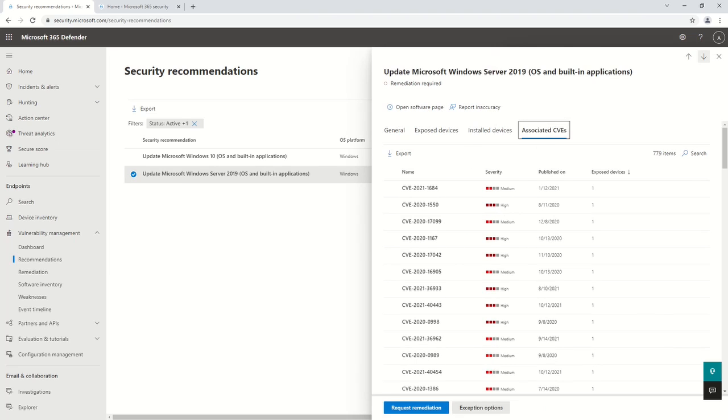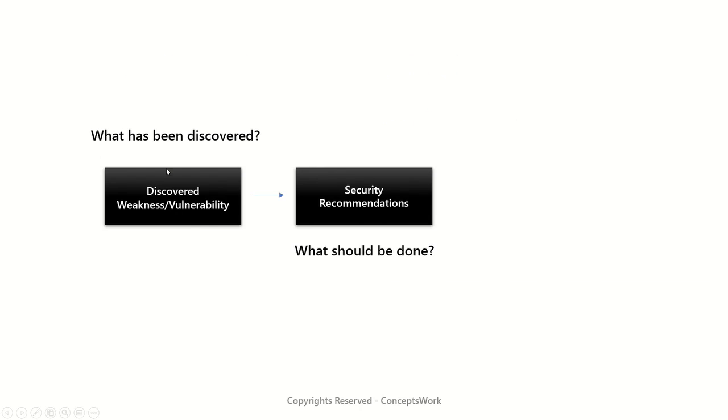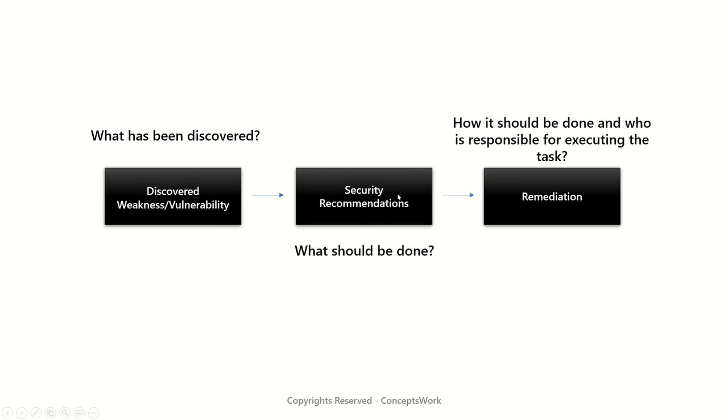Okay. So relate this. It's very simple, to be very precise, that the weakness section will let you know what has been discovered. Security recommendation will let you know what should be done. And remediation action is something that is going to let you know how it should be done and who is responsible for executing a specific task.